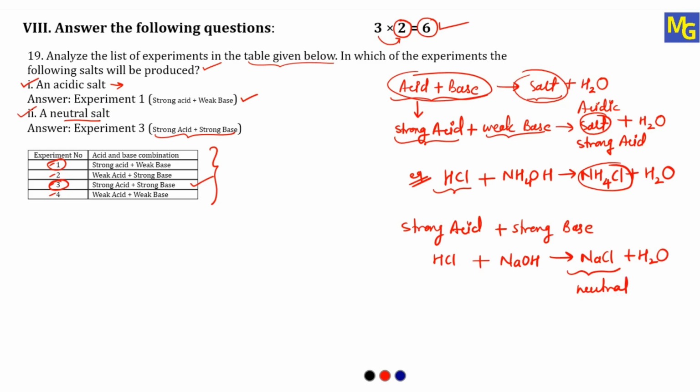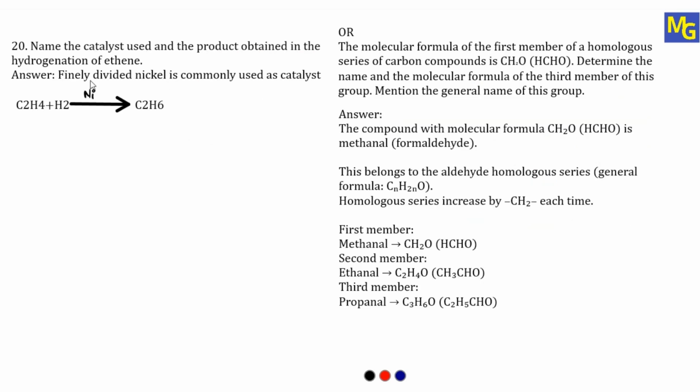Now we'll see the next question. So now we're going to start with question number 20, which has an internal choice, that is the OR option. We'll see it later. So see first question number 20. Name the catalyst used and the product obtained in the hydrogenation of ethene. So here we have to tell the name of the catalyst as well as the name of the product in hydrogenation of ethene. So what is hydrogenation here? Hydrogenation is nothing but addition of hydrogen.